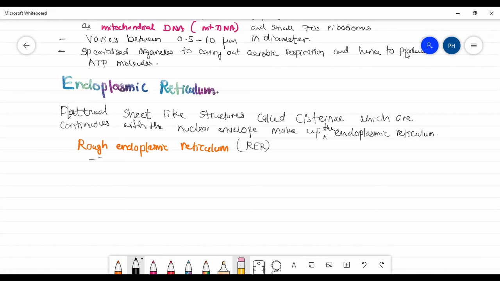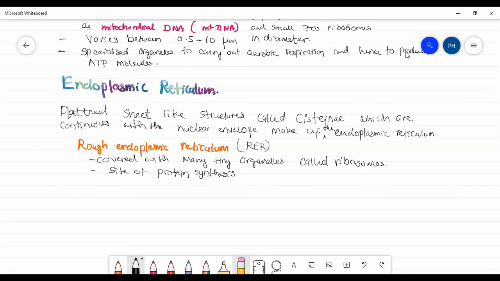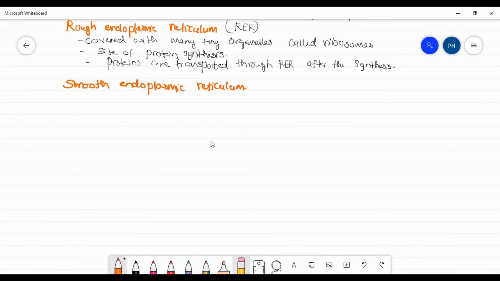So like that, covered with many tiny organelles called ribosomes. The site of protein synthesis. Proteins are transported to the RER after the synthesis.